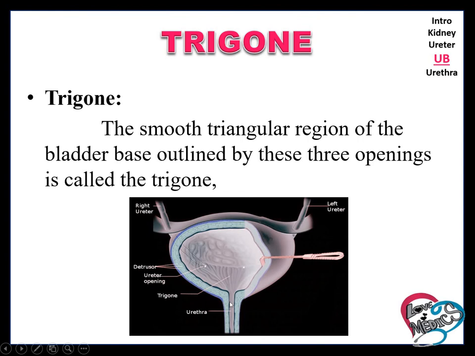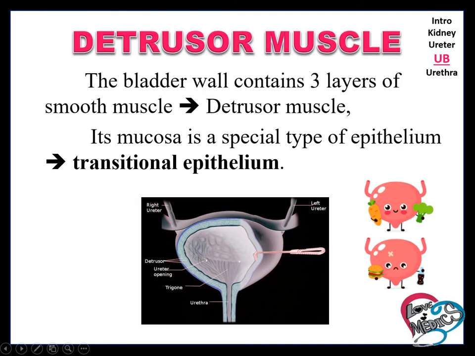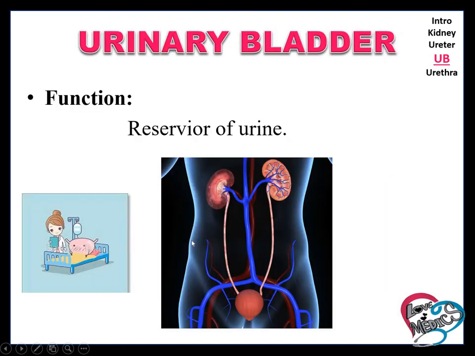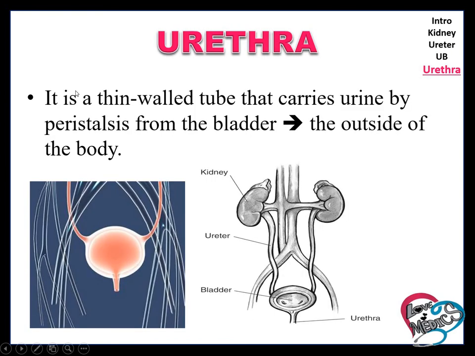That is the imaginary line. This site is most commonly affected by infection. Detrusor muscle. The bladder wall contains 3 layers of smooth muscle. That is the detrusor muscle. The mucosa is a special type of epithelium, that is transitional epithelium, which changes its shape and size. Urinary bladder function: it is the reservoir of urine. It temporarily stores the urine.